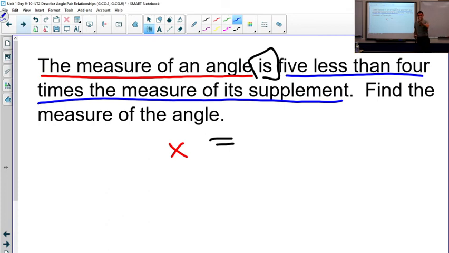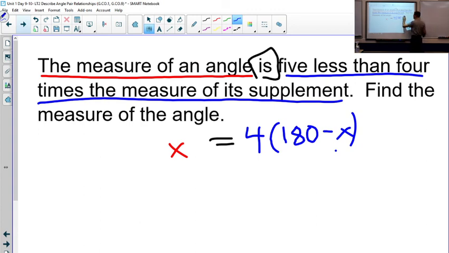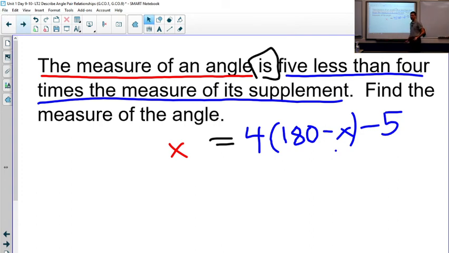Again, it's going to help you to work backwards here. So I'm going to start with supplement. Supplement, remember, is the one that adds to 180, so we're going to have 180 minus x. But I don't just want the supplement, I want 4 times the supplement. So we're going to take this supplement and multiply by 4. But I also want 5 less than 4 times the supplement. 5 less is going to be subtraction. So we're going to have a minus 5 there.